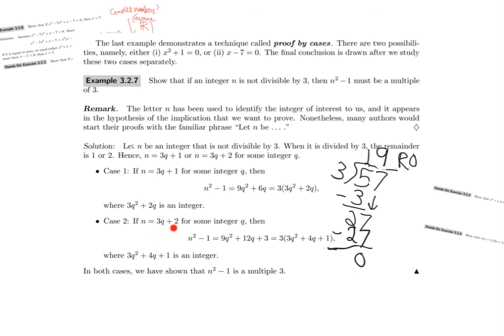All right, case 2 is very similar, except you're assuming n is 3q plus 2. So you work it out. You end up with, again, 3 terms that all have a common factor of 3. And you factor that out, and you state that 3q squared plus 4q plus 1 has to be an integer. Again, by a similar argument as what I said for 3q squared plus 2q. In both cases, we have shown that n squared minus 1 is a multiple of 3.